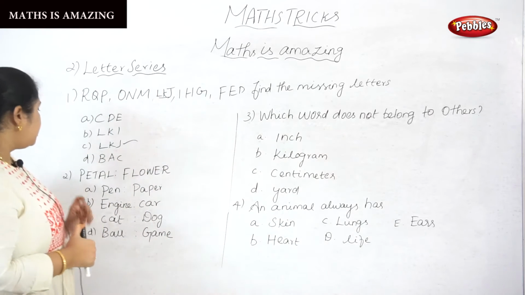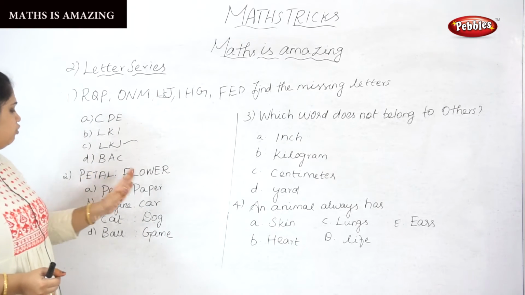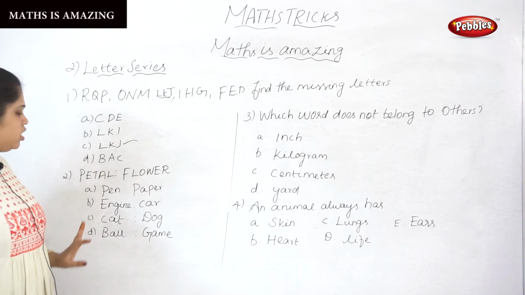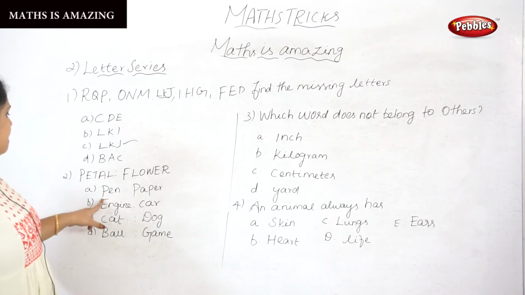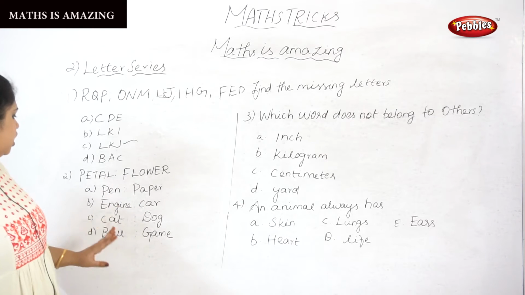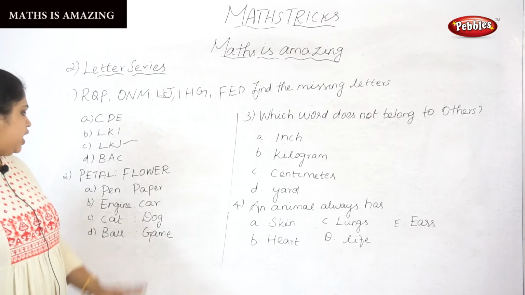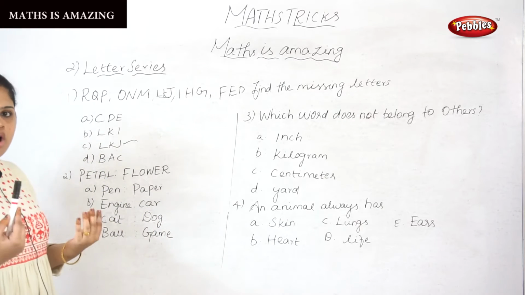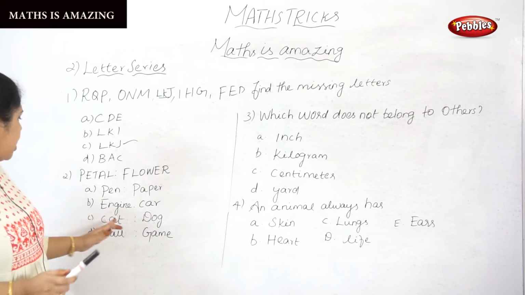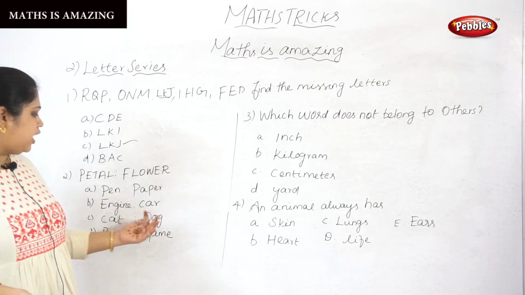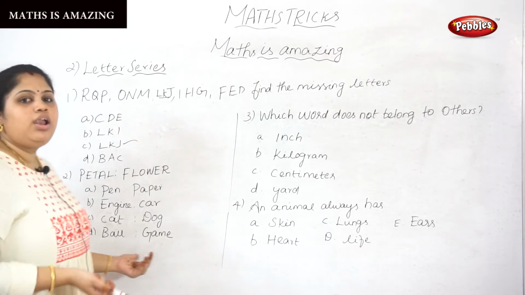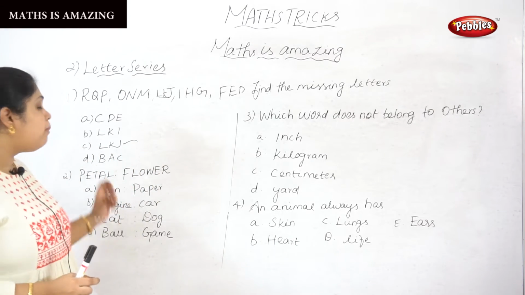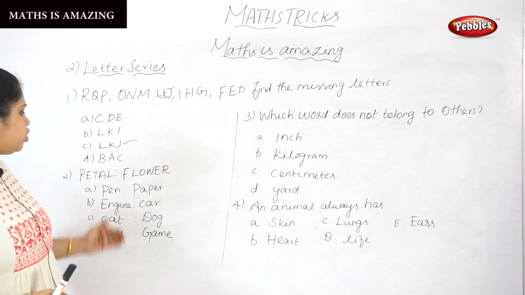Okay, next one. This is a question: petal, flower. Which option should match with the question? Listen: petal, flower. Option A: pen, paper; engine, car; cat, dog; ball, game. Yes, the flower has a petal. Pen and paper are matching things, isn't it? Engine and car, of course. Cat and dog, both are animals. Next, a ball and a game. So which is going to be the perfect match? Let's check the options.